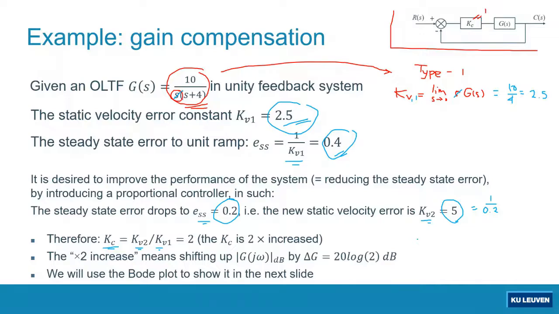We discussed at the beginning of this video, introducing a gain of 2 in our proportional gain means it will shift up the magnitude plot by 20 log 2, right? 2 is greater than 1, so the magnitude plot will be shifted up by 20 log 2 without changing the shape of the phase plot, right? Let's take a look at how the Bode plot will look in the next slide.